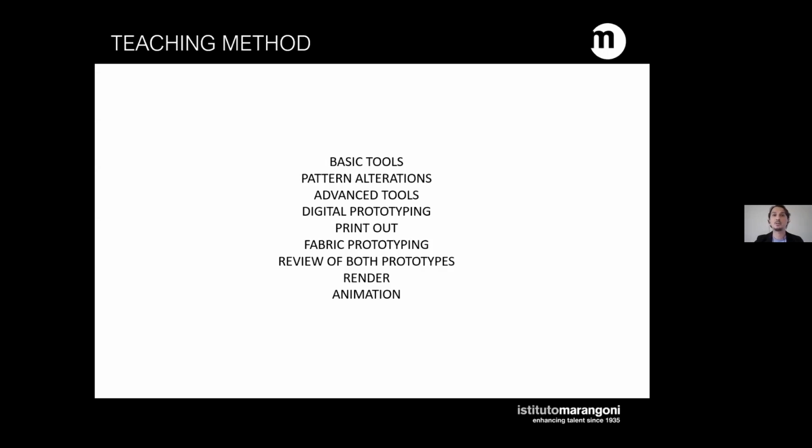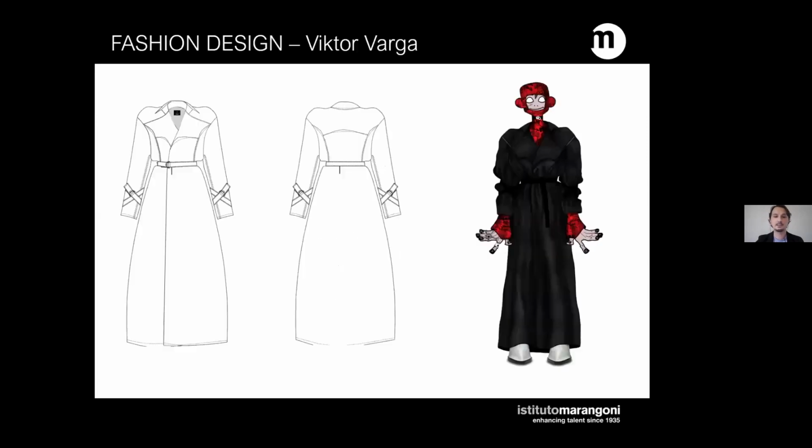Once digital prototyping is done, they print out the patterns and make a fabric prototype. And we have fitting days during which I check the physical prototype. And if it is necessary, we do alterations in digital and in the real prototype. When this is done, finally, we can create renders and animations, and students continue to realize the outfit in final fabrics. Here we have some examples.